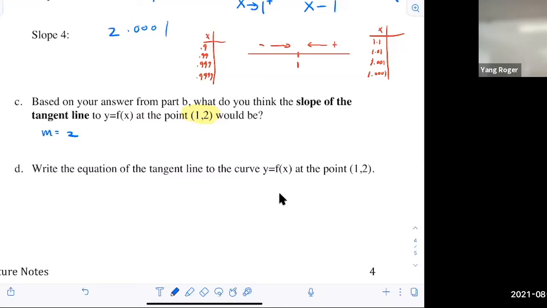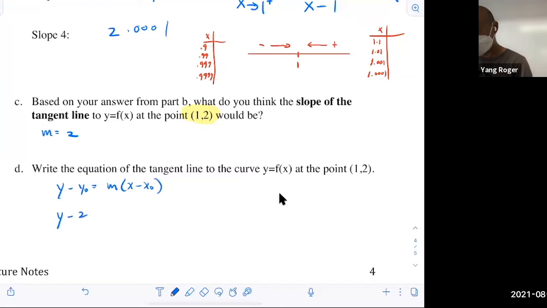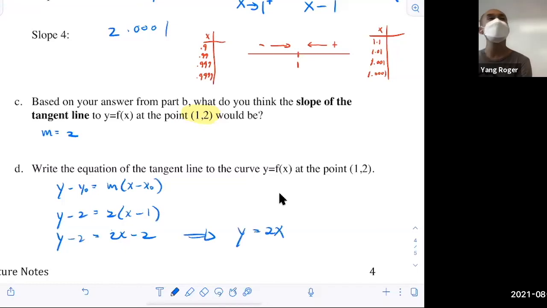All right. Everyone good? Okay, so you have y minus y0 is equal to m times (x minus x0). Then we have y minus 2 is equal to 2 times (x minus 1). And then we have to distribute. When you distribute the right-hand side, you get 2x minus 2. We can add 2 to both sides, and when you add 2 to both sides, you get y is equal to 2x. So hopefully you guys got that.